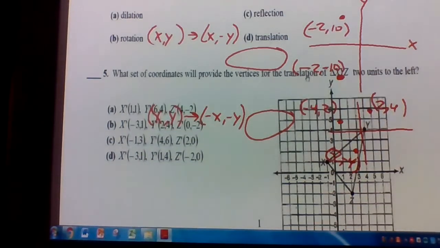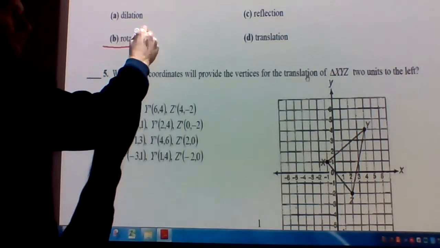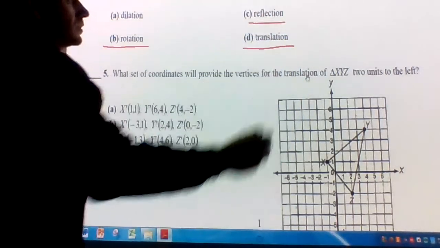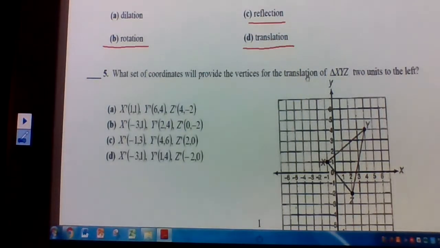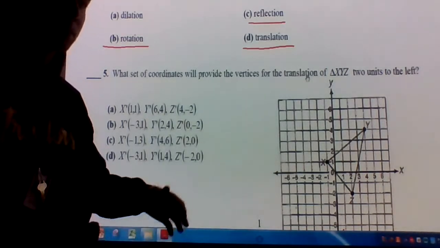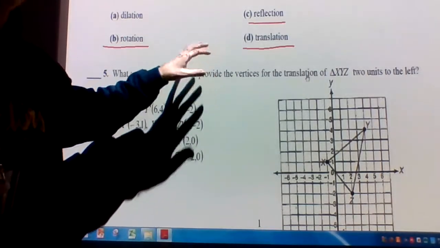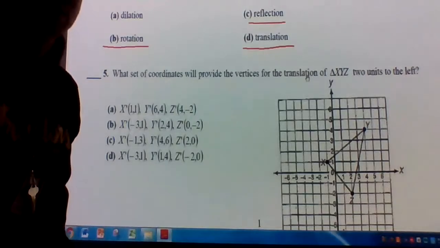Number 4, which of the following transformations does not result in a congruent figure? We talked about 3 different rigid transformations: rotation, translation, and reflection. A rigid transformation meant that the size and shape of the figure stayed exactly the same. We just changed its orientation. We either reflected it, rotated it, or translated it. We moved it around, but we didn't change the size and shape.